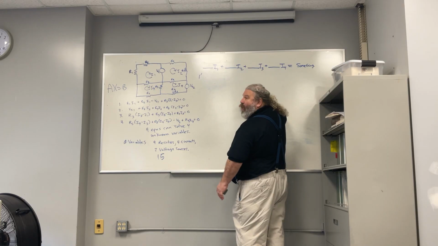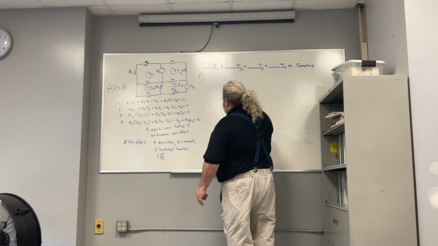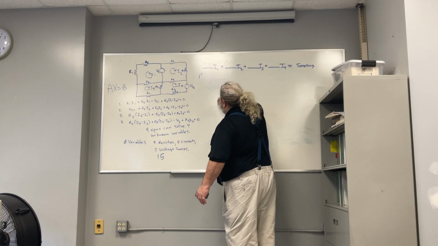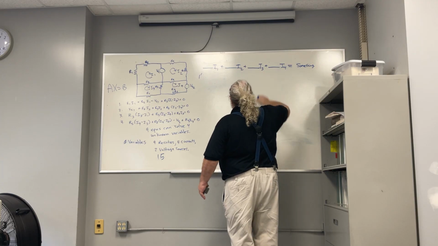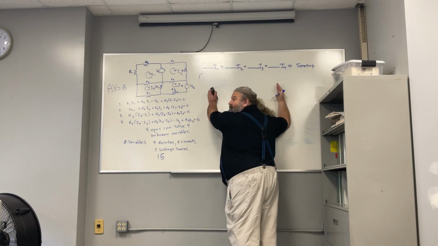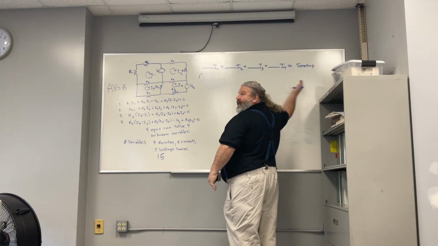After I'm done, I'm going to have all my solutions here, and I'm going to write A, and A is simple. All the I1s get crossed out, I2s get crossed out, I3s, I4s, that's A. Everything here is B. Got it?